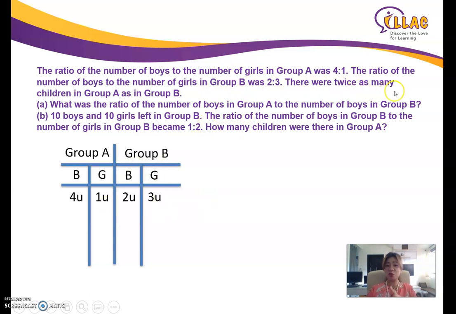But then they said there's twice as many children in A as in B. But now this is total 5. This is also total 5. But it is not twice as much. How do you make it twice as much? Very simple. You just times 2. Okay, so times 2, this one, you will get 8 and 2. Okay, 8:2. Well, how do you get 8? 2 times 4 is 8. 2 times 1 is 2.